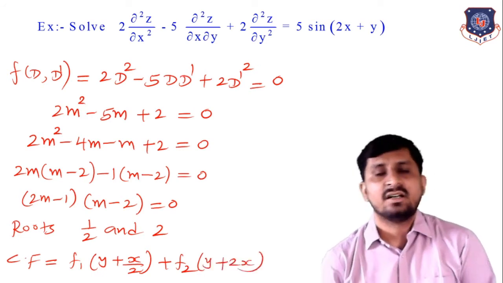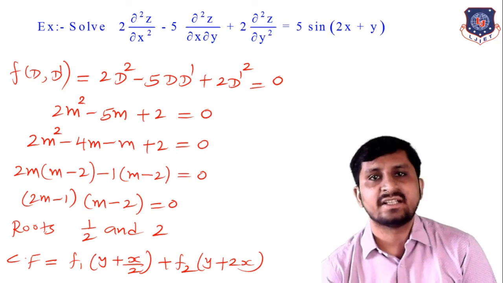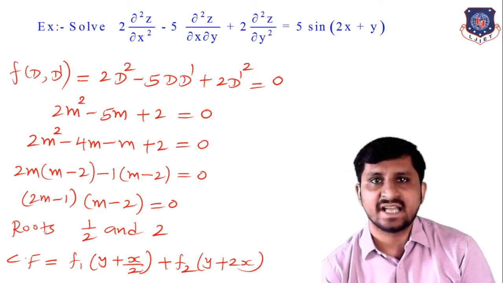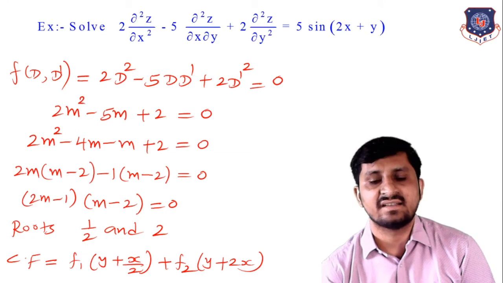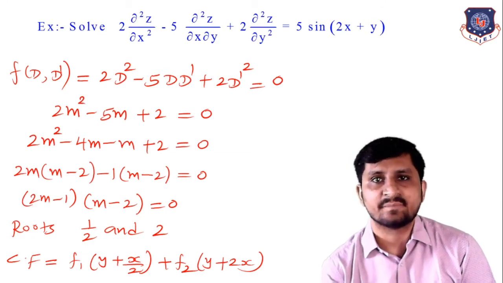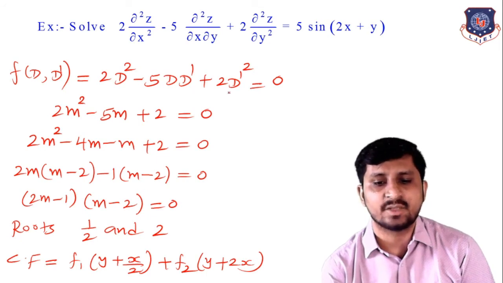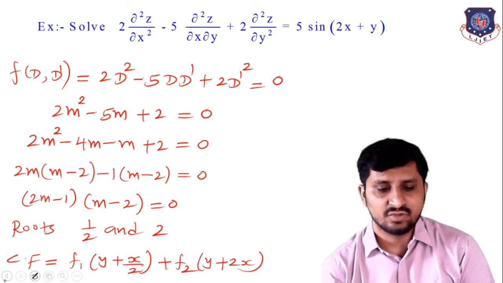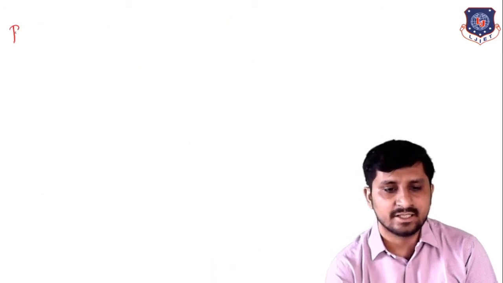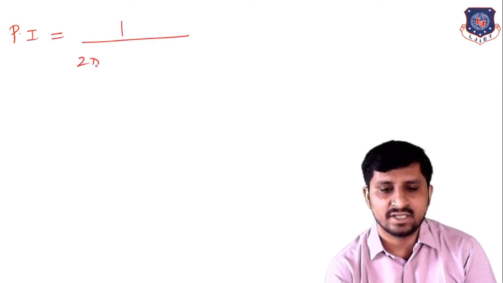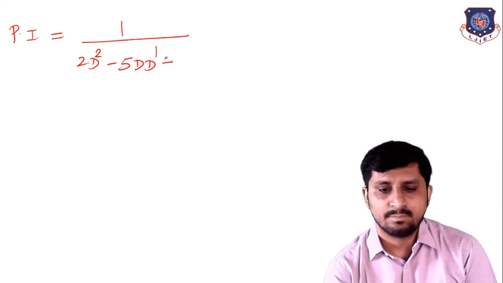Okay. And to find the particular integral, we know that particular integral is nothing but 1 upon f(D, D') into f(x, y), and f(x, y) is here 5 sin(2x + y), and f(D, D') is nothing but 2D² − 5DD' + 2D'². So first of all, I write f(D, D'), so particular integral is equal to 1 upon f(D, D'), so that is 2D² − 5DD' + 2D'².